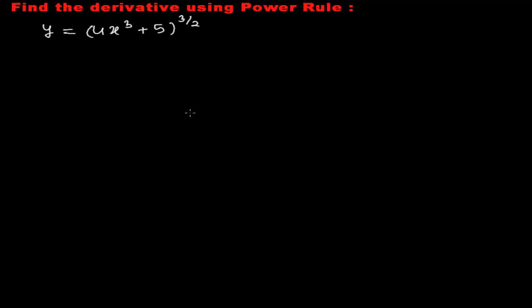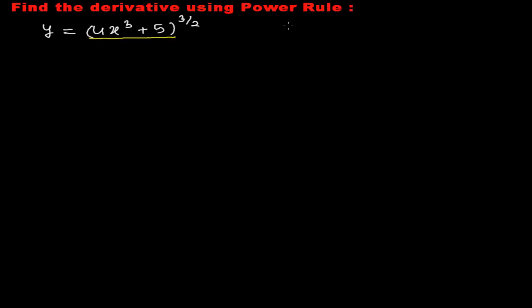Recently, in the previous video, we learned the power rule and how to find the derivative using it, and we did a very simple example there. Now we are going to find the derivative of the function 4x cubed plus 5, this whole thing raised to the power 3 by 2, using the power rule.